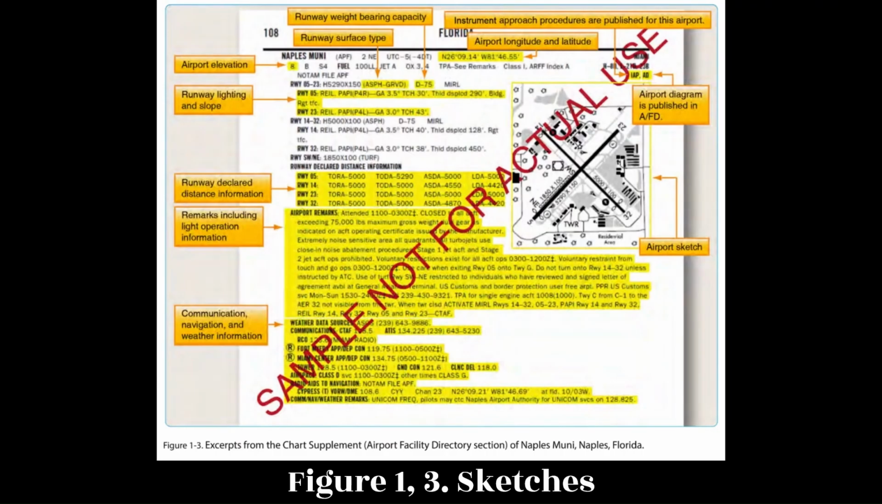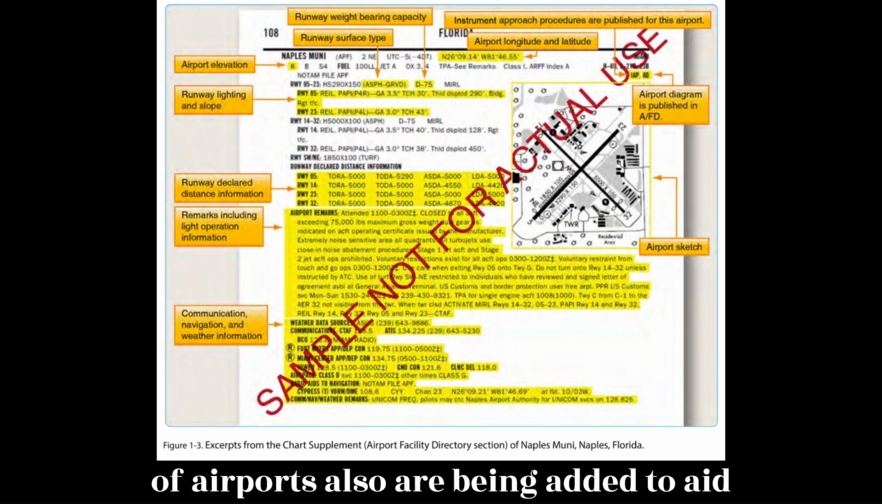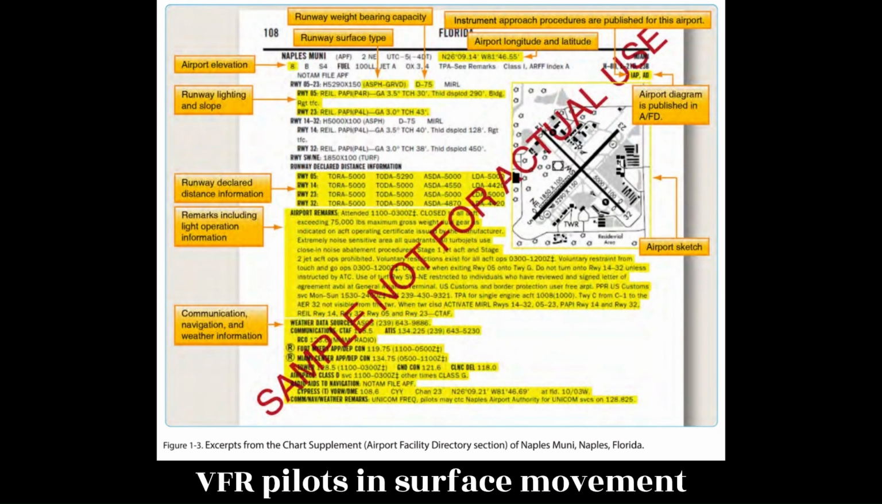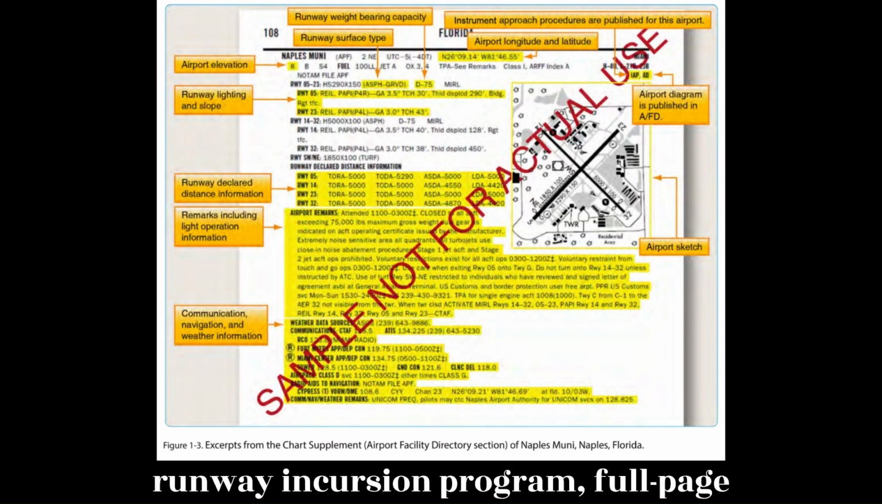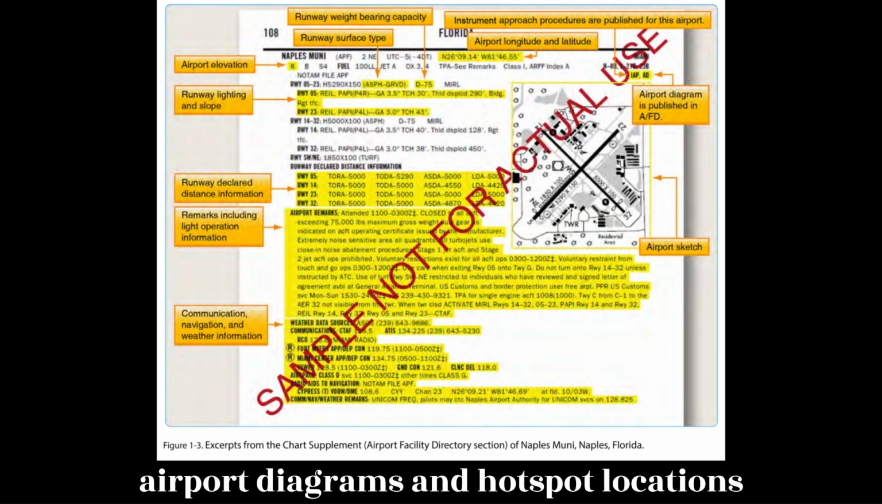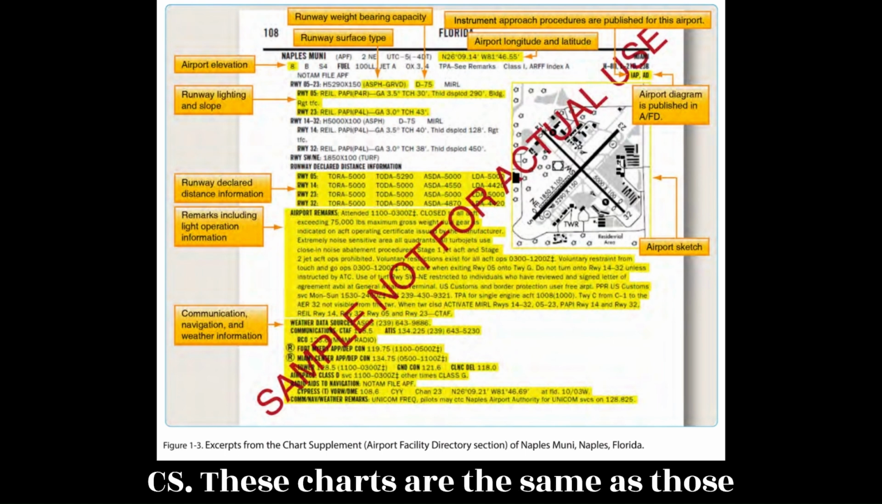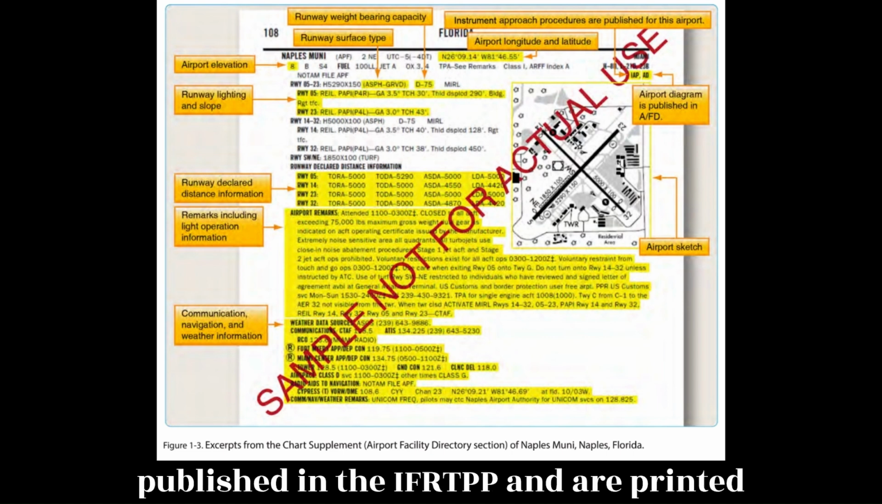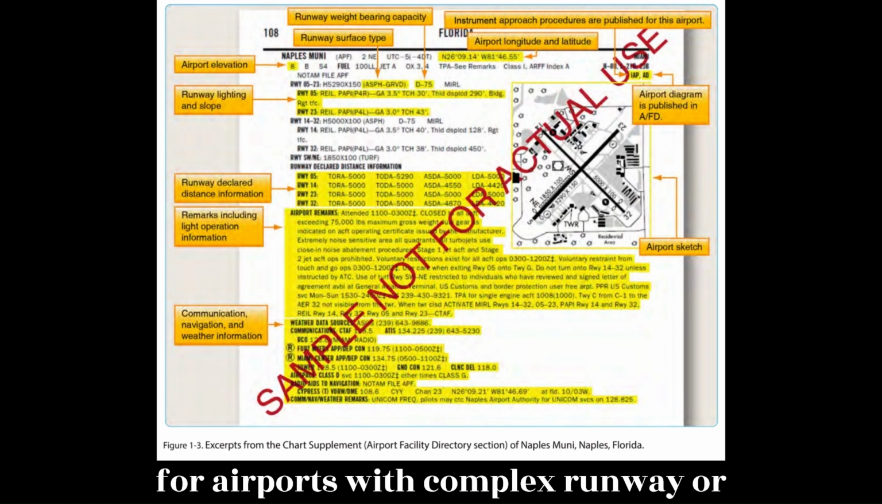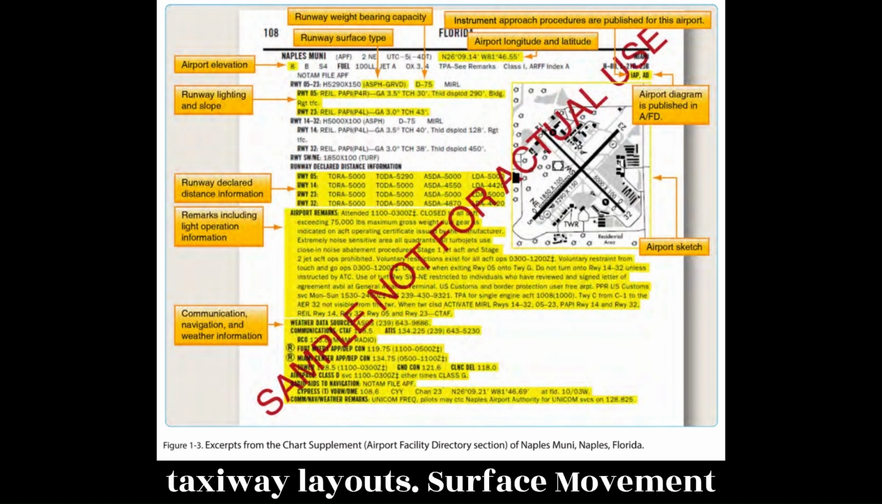Figure 1.3. Sketches of airports also are being added to aid VFR pilots in surface movement activities. In support of the FAA Runway Incursion program, full-page airport diagrams and hotspot locations are included in the A/FD section of the CS. These charts are the same as those published in the IFR TPP and are printed for airports with complex runway or taxiway layouts.